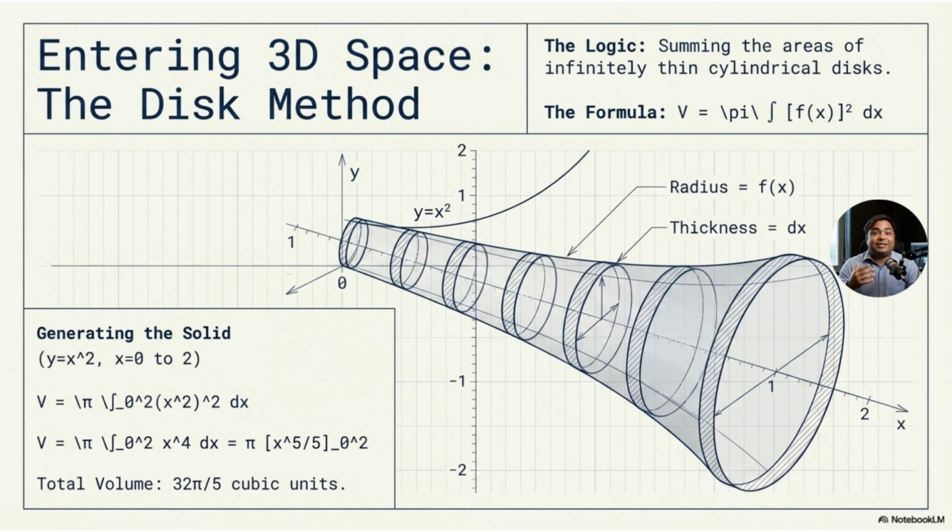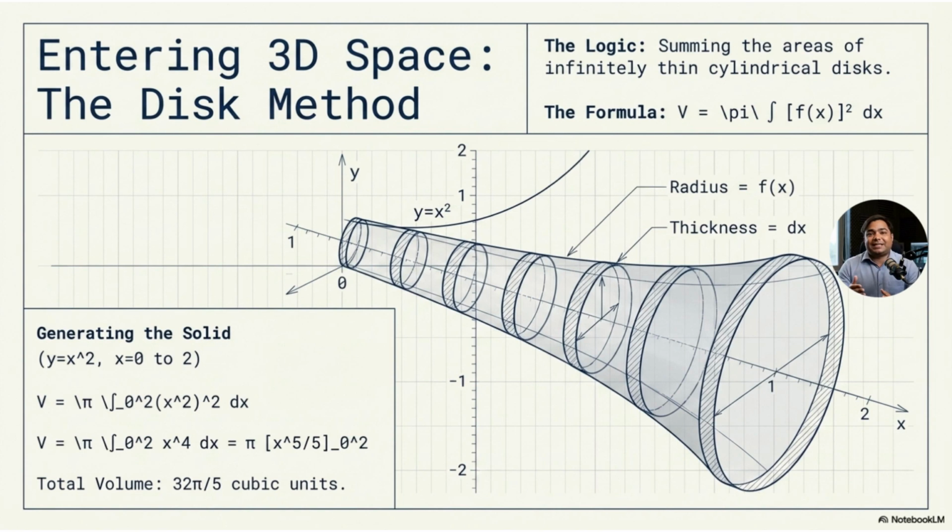Now integrate x to the fourth power. The integral is x raised to the fifth power divided by 5. So the volume is pi times x raised to the fifth power divided by 5, evaluated from 0 to 2. At x equals 2, 2 raised to the fifth power is 32. At x equals 0, 0 raised to the fifth power is 0. Therefore, the volume is pi times 32 over 5. So the total volume is 32 pi over 5 cubic units.